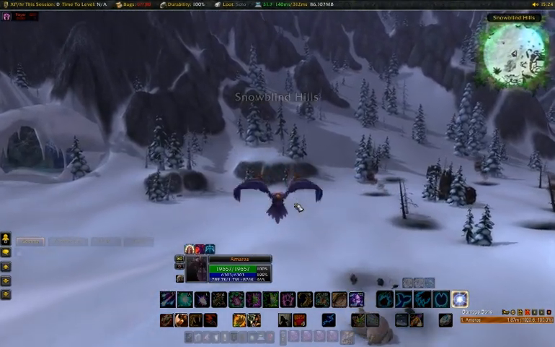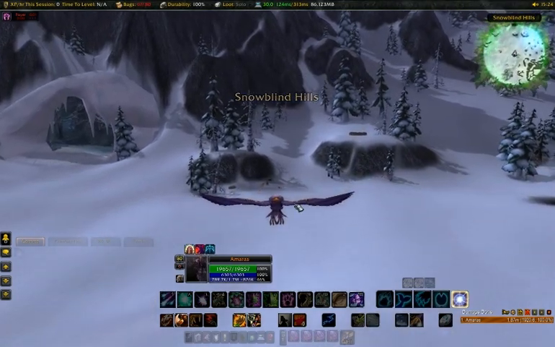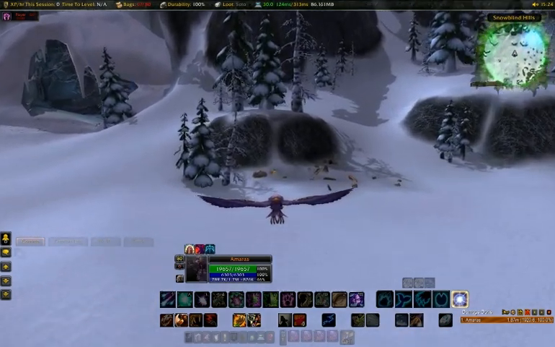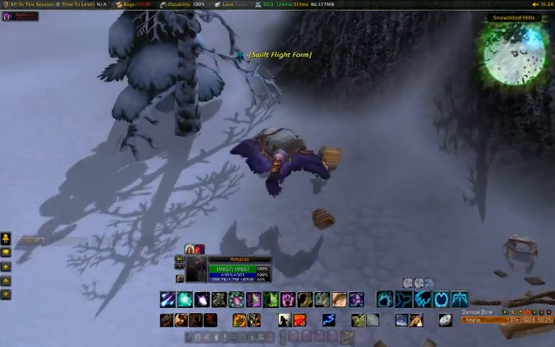Okay, well, enough about my user interface. Let's do some goblin engineering, which, as is typical for goblin engineering, involves blowing things the hell up.